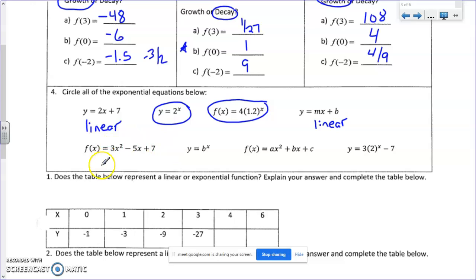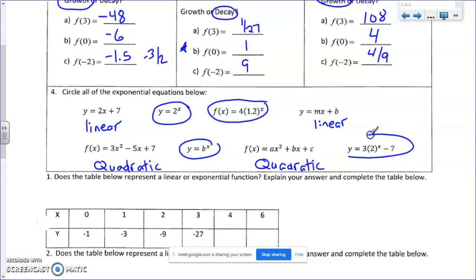What's this one? Quadratic. What's the next one? Exponential. What's this one? Quadratic. What's the last one? Exponential. Okay, does everybody understand the difference between that?